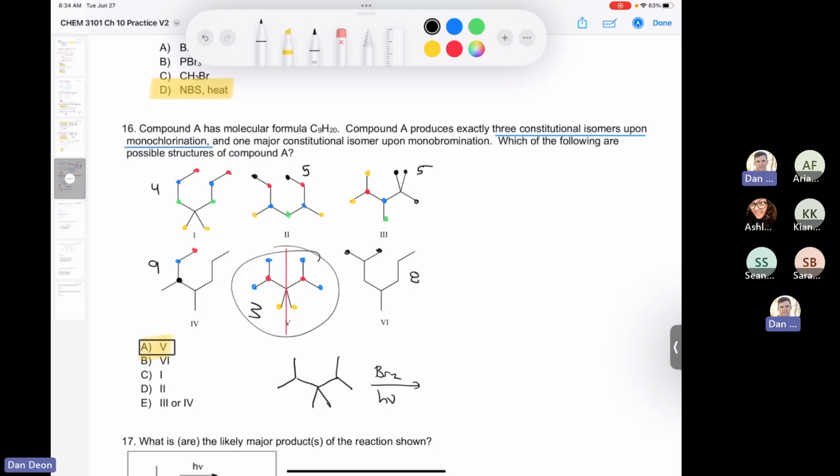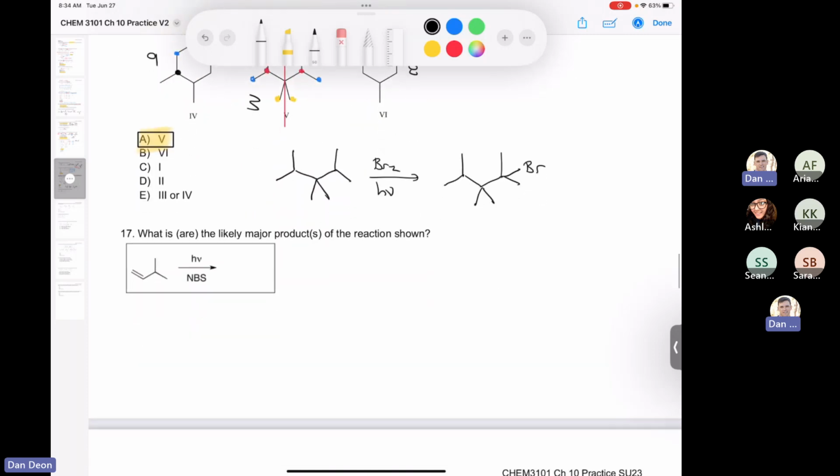Yeah, it's going to go with the red position, right? Because that would produce a tertiary radical. Exactly. And so you'd end up with this compound as your major product. Anyhow, kind of a fun question, that one, if that's your idea of fun. Anyhow, let's move on to question number 17.